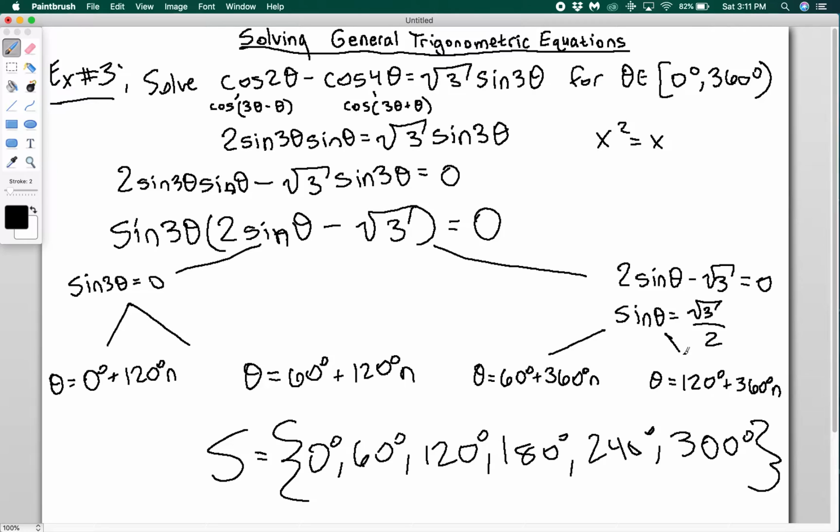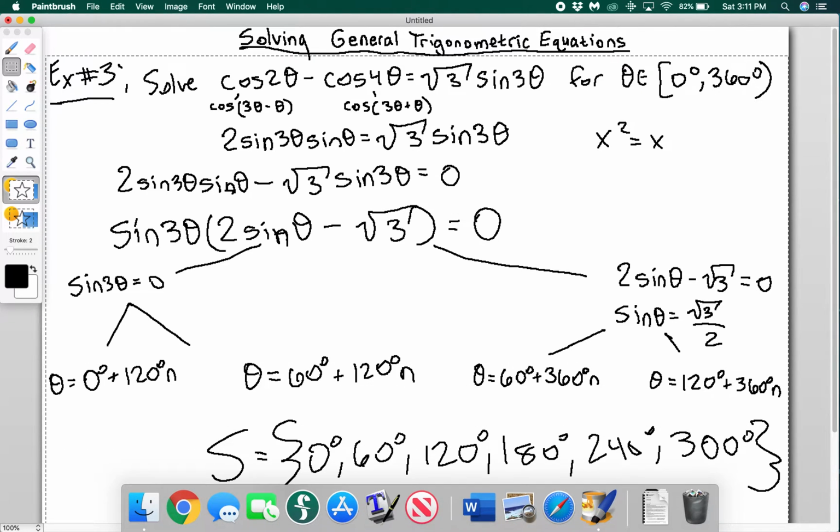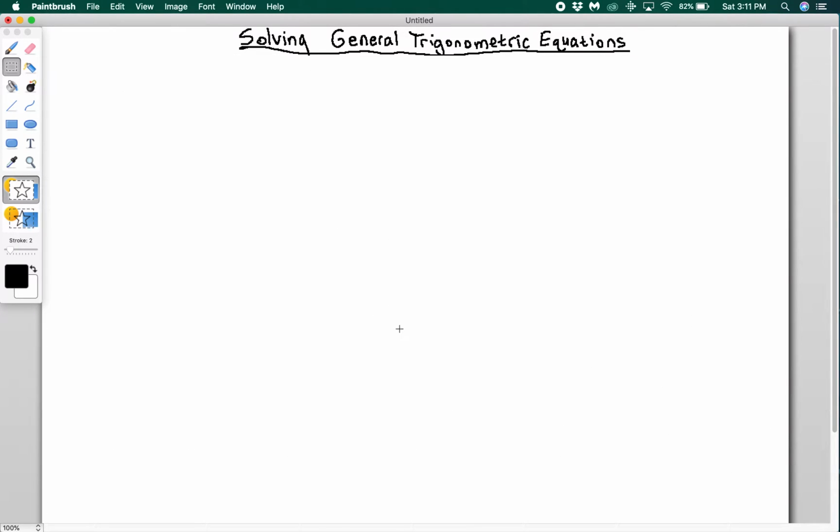So solving general trigonometric equations can get a little bit more involved. You'll get more solutions sometimes than you would when you're solving some of the less involved trig equations where you don't need to use identities or anything like that to solve them. Let's look at another one.